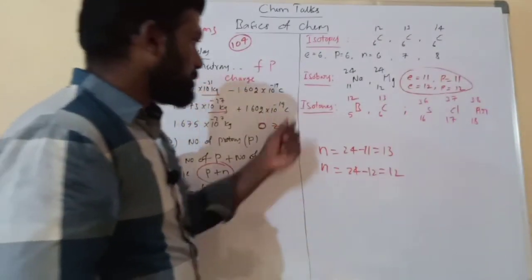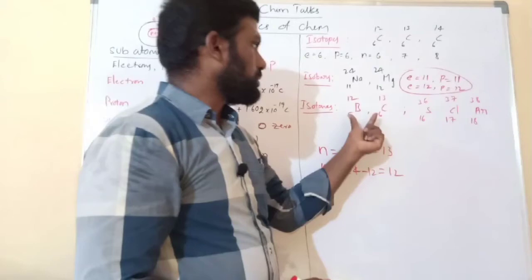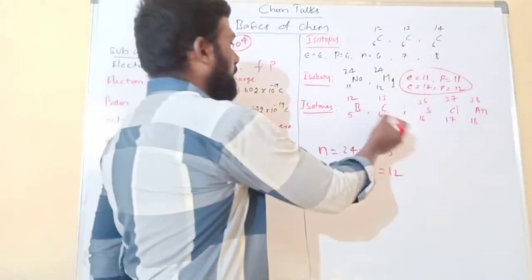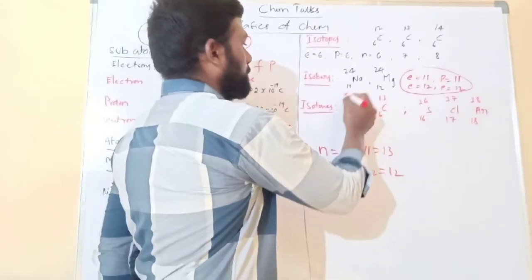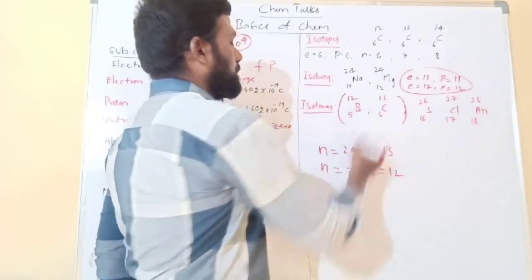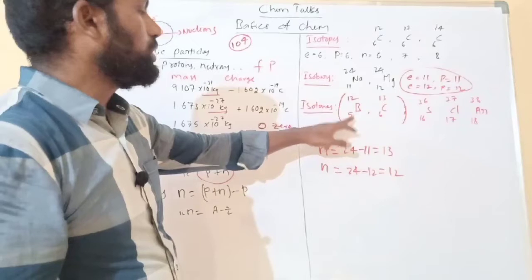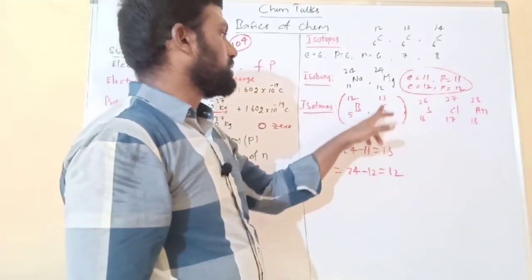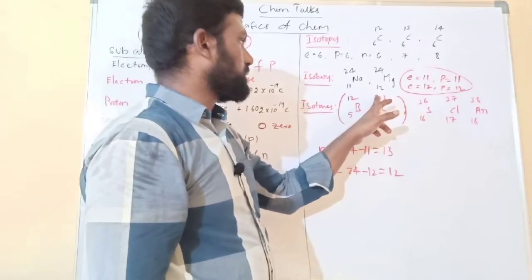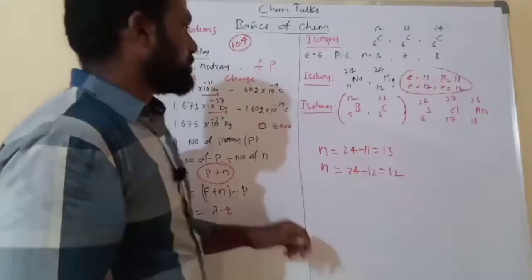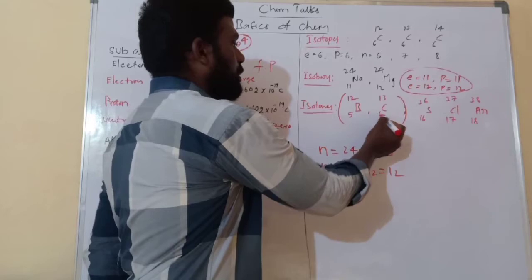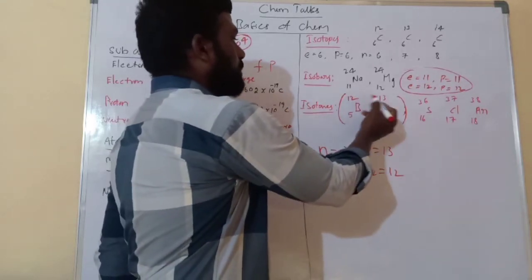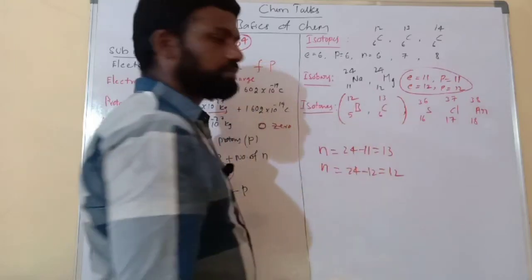Next, third one, isotones. This also we can understand by observing the given examples. Here 2 isotones I have given. In the first set, boron and carbon. Here boron atomic number 5 is mass number 12. Boron 12 I have taken. Carbon atomic number 6 and mass number 13. Carbon 13 I have taken. So here both are having different atomic numbers, 5 and 6 respectively, and different mass numbers, 12 and 13.